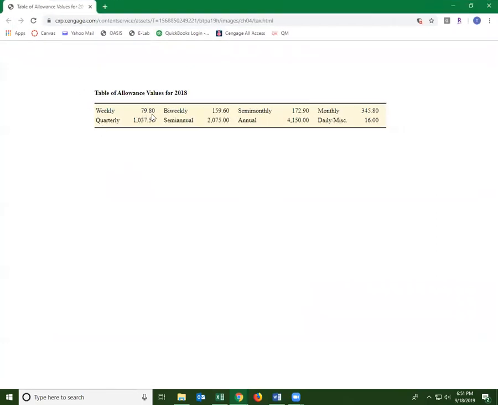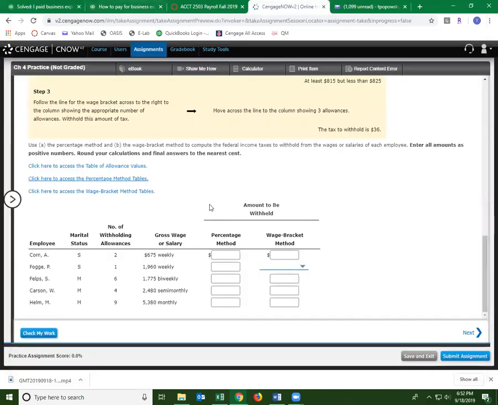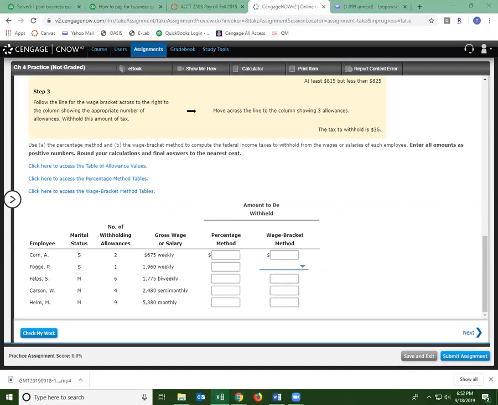So I take the $79.80, that's per allowance. So for this person, they get 2 weekly allowances, 79.80. So $79.80 times 2 will be taken out of their gross pay to get the amount that we will look up in the percentage tables. So once I calculate that, let me show you what I did.